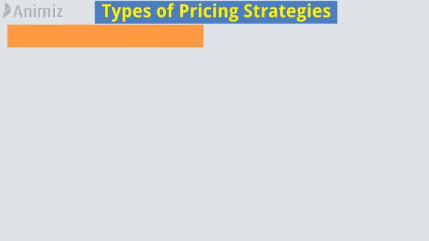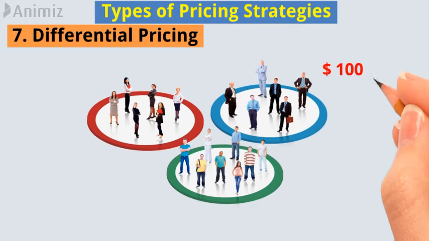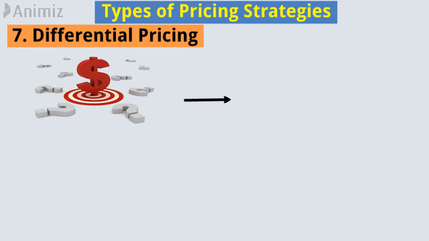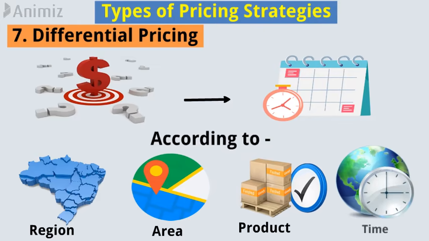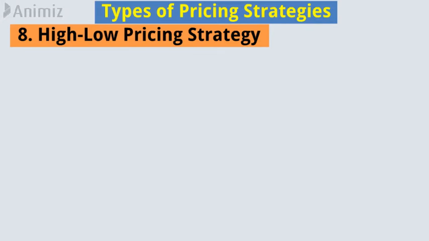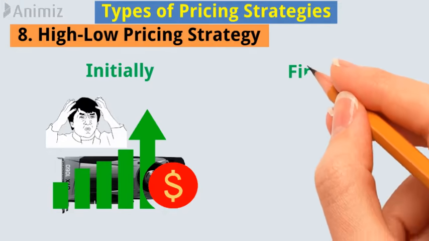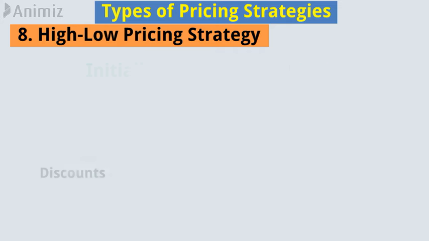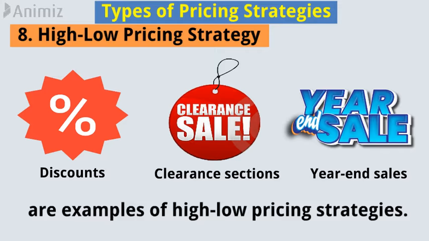Number 7. Differential pricing. This method is applied when the pricing has to be unique to particular groups of customers. Here, the pricing might vary with time, according to the region, area, product, time, etc. 8. High-low pricing strategy. In a high-low pricing strategy, a company initially sells a product at a high price but lowers that price when the product drops in novelty or relevance. Discounts, clearance sections, and year-end sales are examples of high-low pricing strategies.